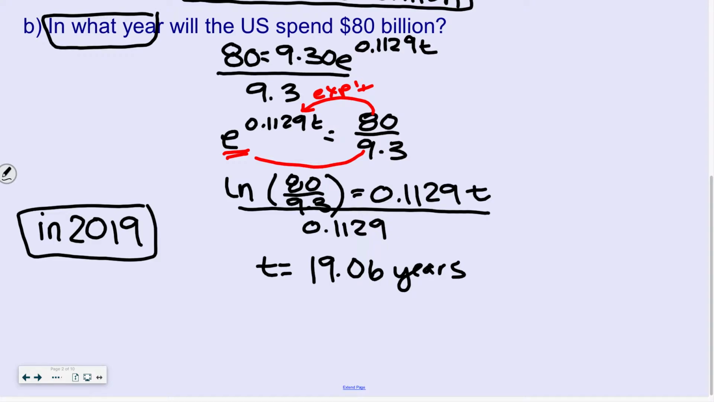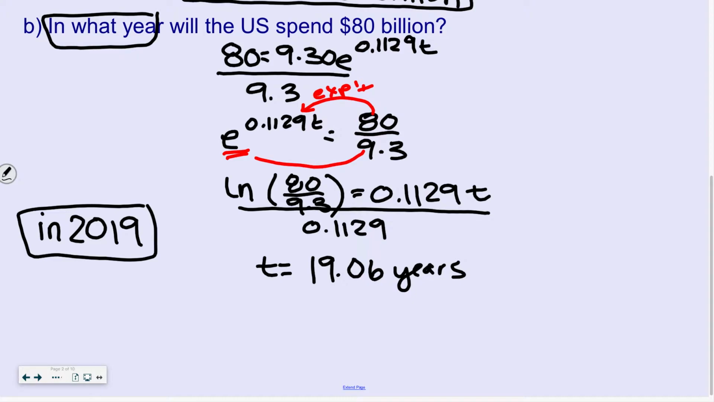So you'll have to be really careful. If that came out to be 18.98, that would actually be in the year 2018. Instead of rounding up to 19, you would want to say it happens before 2019 that I reach $80 billion. Okay, so always be careful and make sure you're answering the question that's being asked.